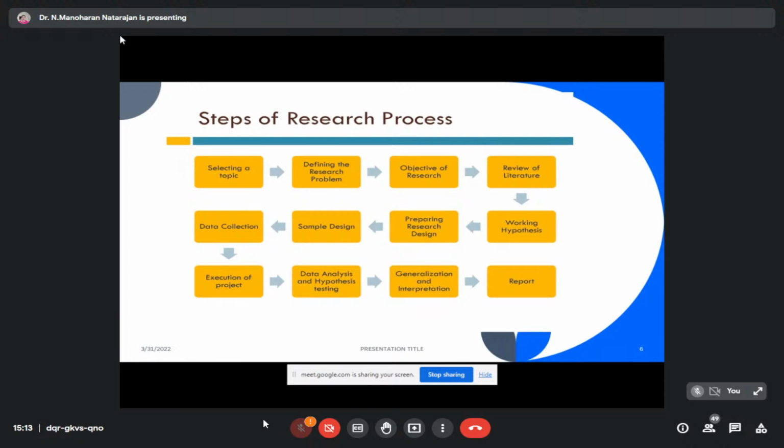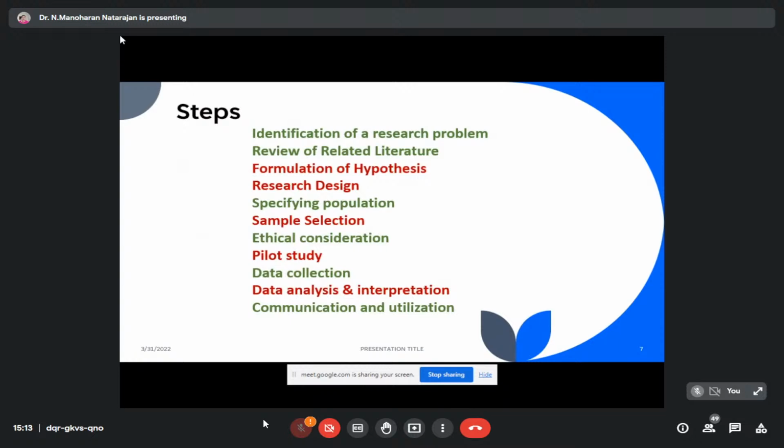In the next slide, I am going to show the entire steps. First one is the identification of research problem, a review of related literature, or it can be called a literature review, and formulation of hypothesis, research design, specific population, sample selection, ethical consideration, pilot study, data collection, data analysis and interpretation, finally communication and utilization. These are the steps to be followed while you are going to do the research.